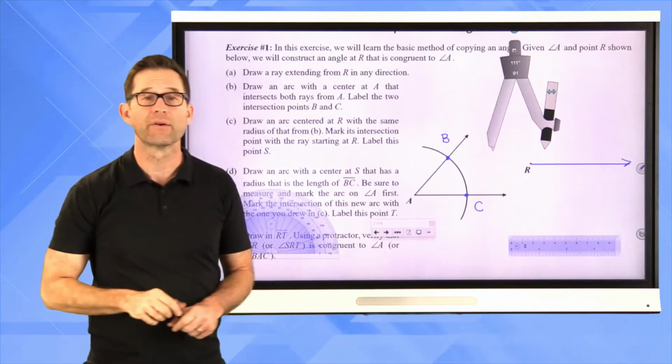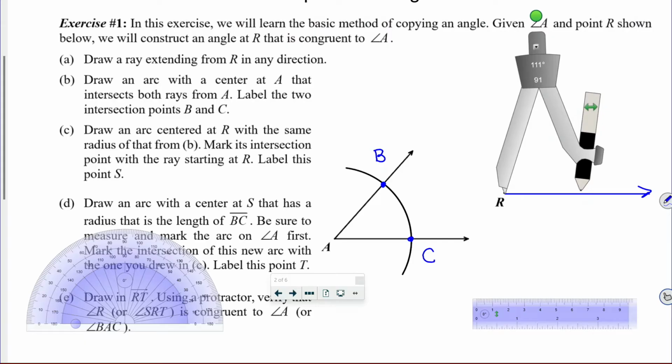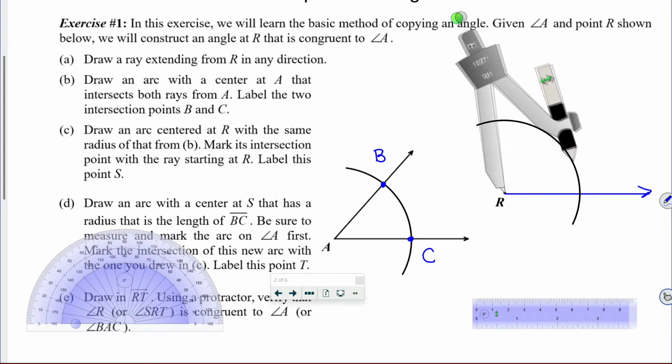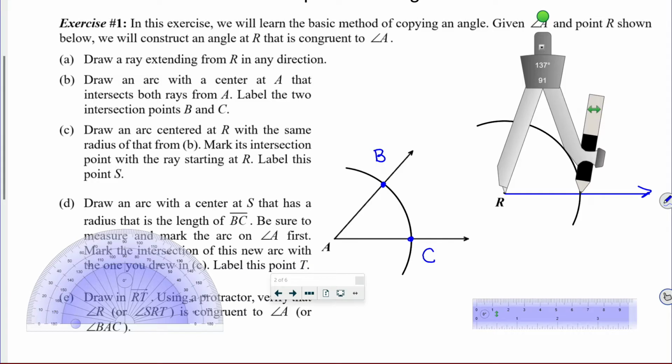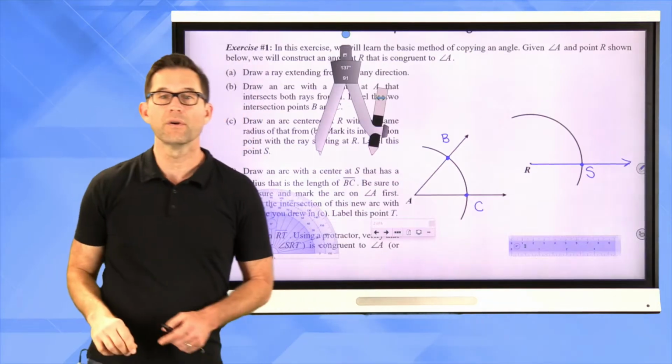Let's take a look at letter C. Draw an arc centered at R with the same radius as that from B. Mark its intersection point with the ray starting at R. Label this point S. I'm going to bring this over here without changing that arc length from before, and draw a nice arc like that. I could draw a full circle if I wanted to. This particular problem then asks me to label that intersection point, point S. So far so good.